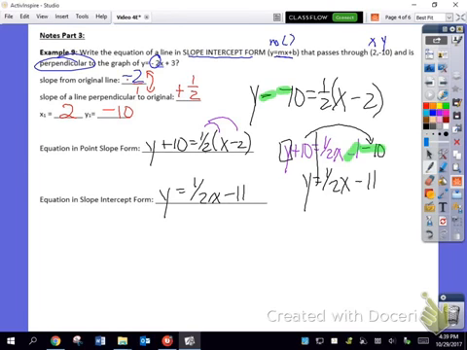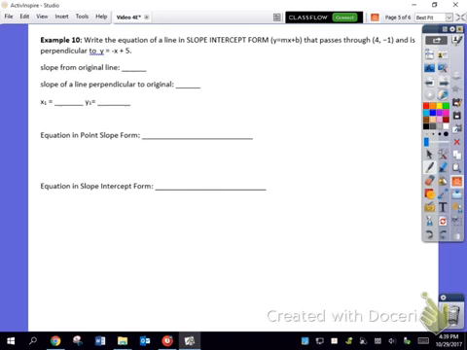So y equals 1/2 x minus 11. So if you need to go out to the side to write that, feel free to do that. On example 10, write the equation of the line in slope intercept form, so no parentheses, that passes through, remember, you got your x and your y, and is perpendicular to y equals negative x plus 5. So the slope is negative 1. Now, if it's perpendicular, the opposite of a negative is a positive, and you've got to flip it. So 1 over 1 is still 1 over 1, so it's just positive 1. The x value is 4, and the y value is negative 1.